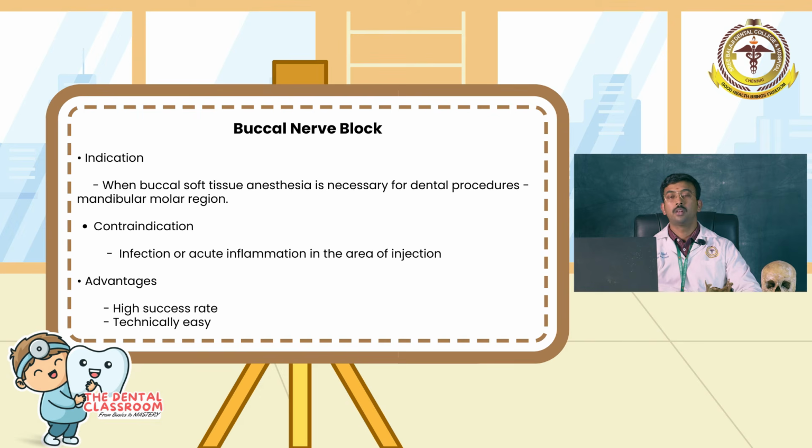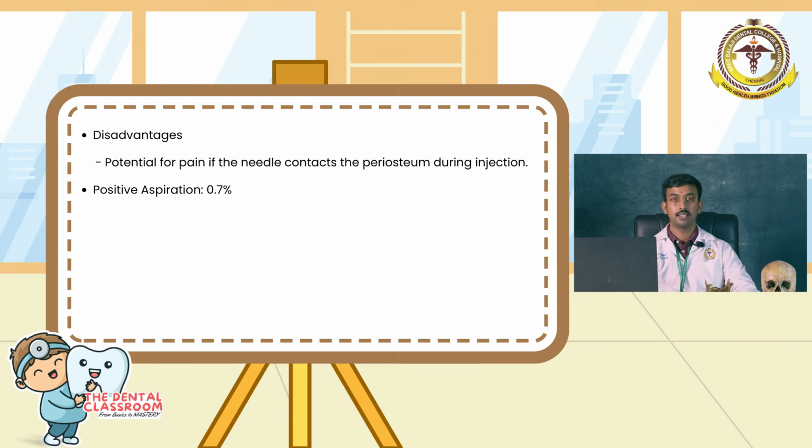The indication for long buccal nerve block is when buccal soft tissue anesthesia is necessary for any dental procedure involving the mandibular molar region. As for any other injection technique, the contraindication is any infection or acute inflammation at the site of injection. The high success rate and technical ease are considered advantages, and the potential for pain if the needle contacts the periosteum during injection is a disadvantage. The possibility of positive aspiration is very minimal or negligible.